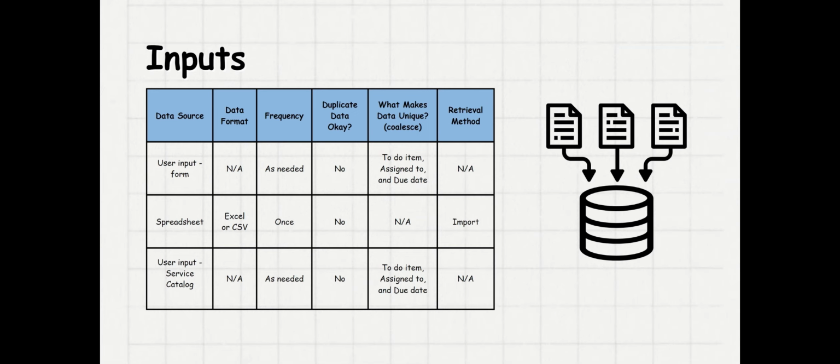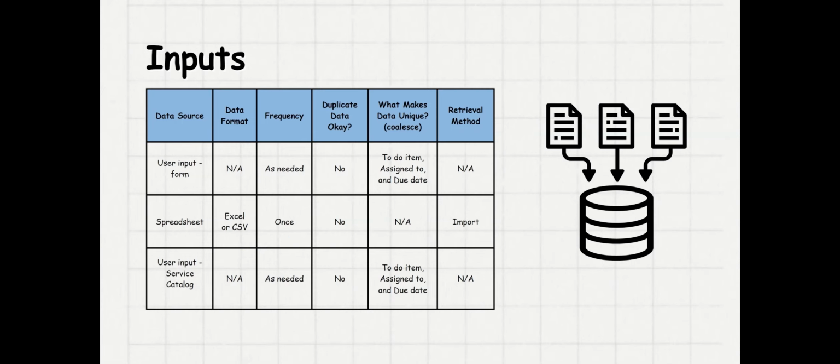Now let us come to the inputs. What is the input? We need the data of the to-do items. We can get the data in 3 ways. First is user input form, second is spreadsheet, and third is user input through service catalog. In this, we don't want any duplicate data and we are going to import the data using the spreadsheet, and the data format of the spreadsheet might be Excel or CSV.